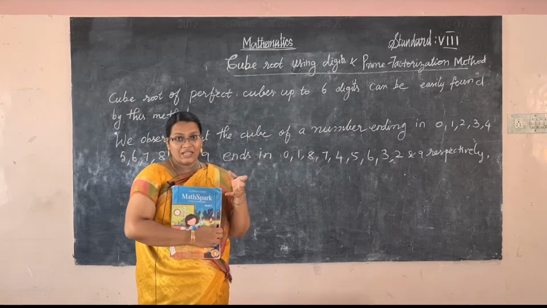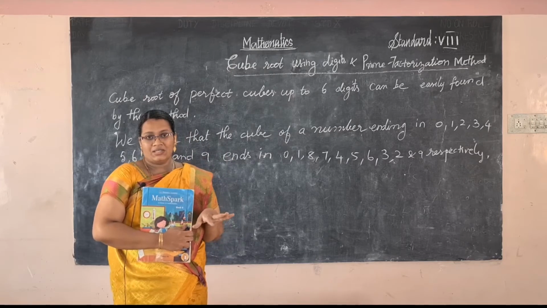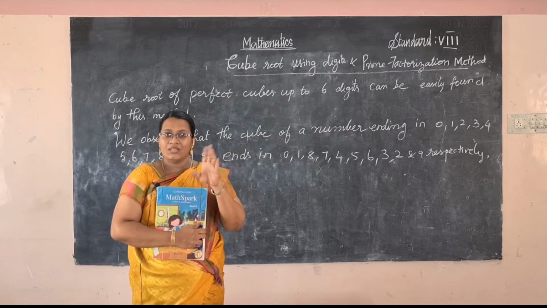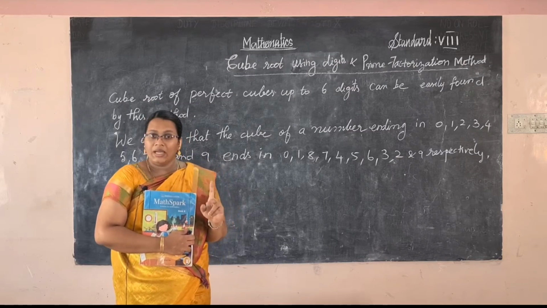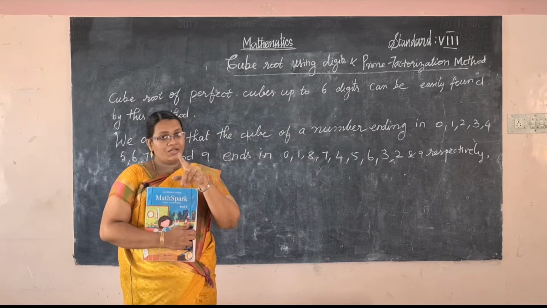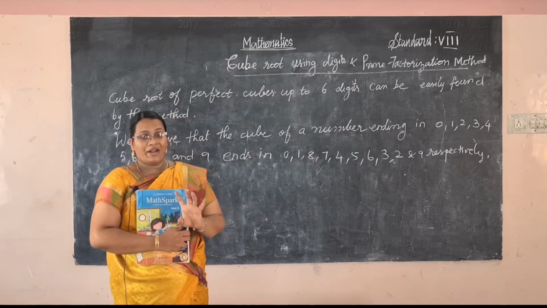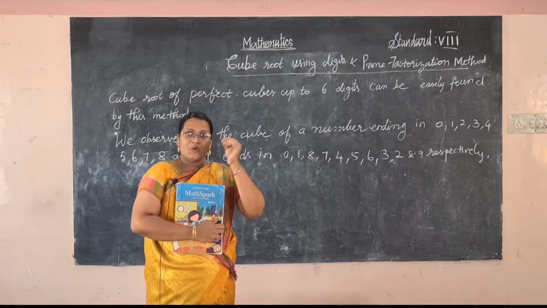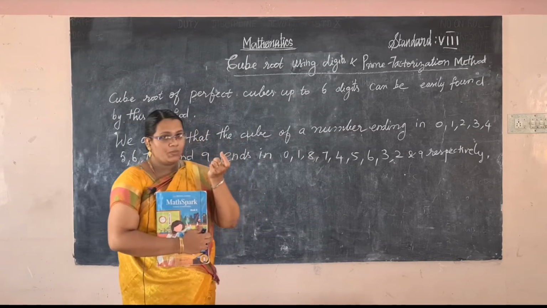We have considered the natural numbers. For example, 1 into 1 into 1. So the cube of 1 is 1 into 1 into 1, which is equal to 1. It is denoted by 1 raised to the power of 3.